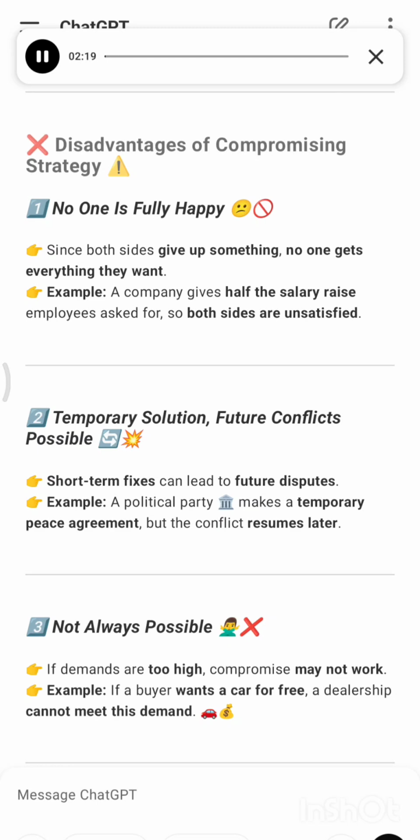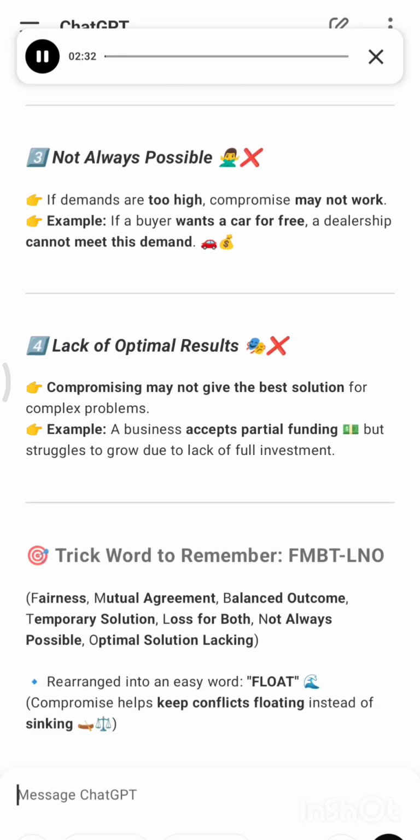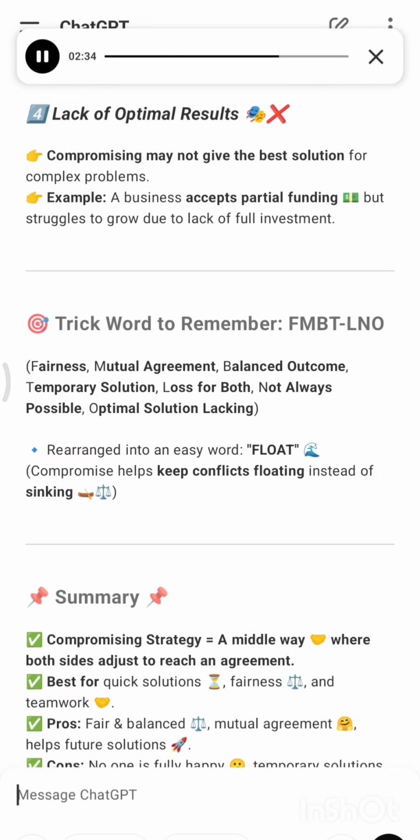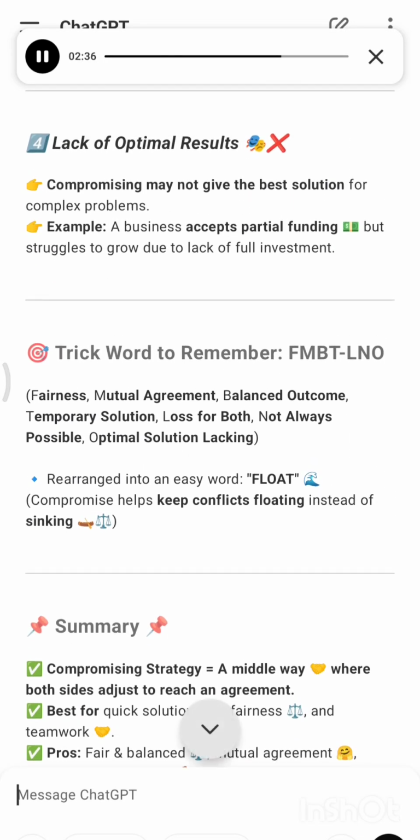3. Not always possible. If demands are too high, compromise may not work. Example: if a buyer wants a car for free, a dealership cannot meet this demand. 4. Lack of optimal results. Compromising may not give the best solution for complex problems. Example: a business accepts partial funding, but struggles to grow due to lack of full investment.